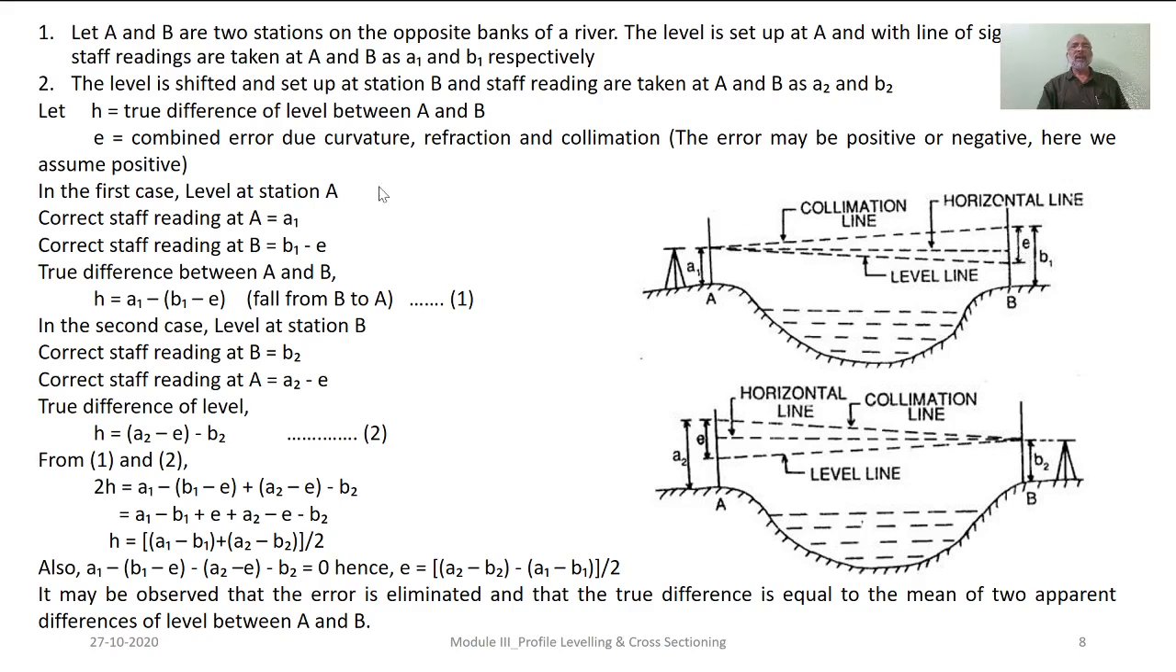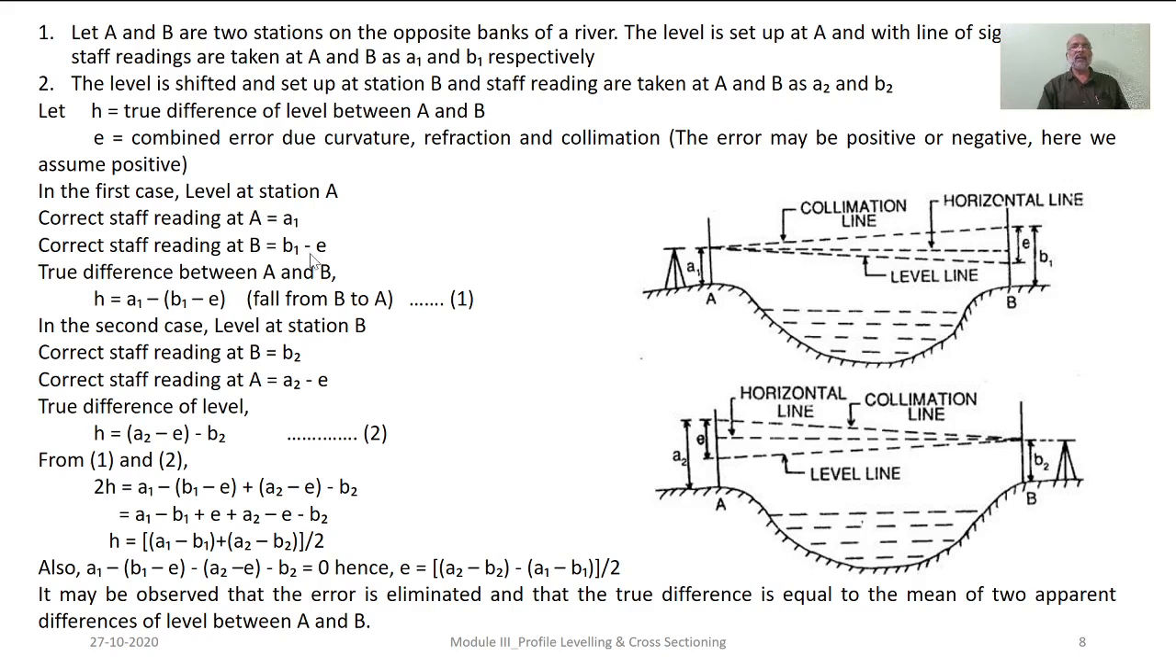So, here we wish to determine the true difference in elevation, small h, as well as we wish to quantify the error involved because of curvature, refraction and collimation. So, in the first case, the way we discussed previously, correct stop reading at A, because here the stop is placed very close, there won't be any effect of curvature, refraction as well as collimation, and hence the reading taken A1 could be considered as correct reading. Whereas in order to determine the correct stop reading at B, we have to deduct that error involved here so that we'll be able to get the reading corresponding to the level line.